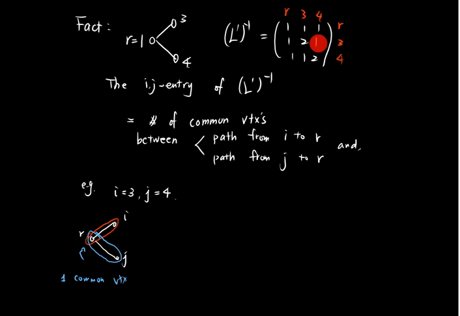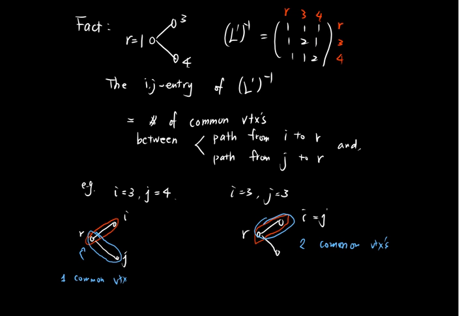Okay? And how about why this is 2? We have I equal to 3 and J equal to 3. And let's look at the same graph again. Okay, so now this time I and J are both here, and so we have I to R is this path, and J to R is the same path. So there are two common vertices. So that's why we got the 2 at the 3, 3 entry.